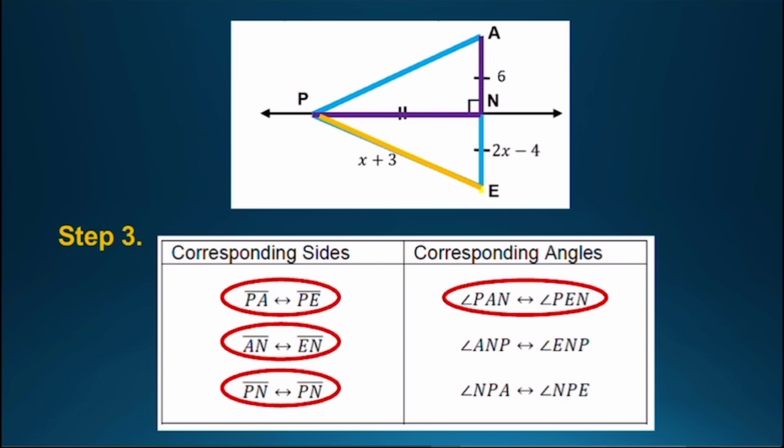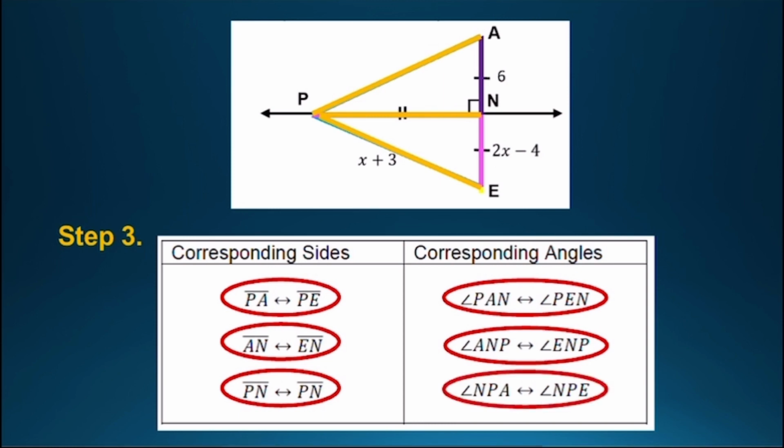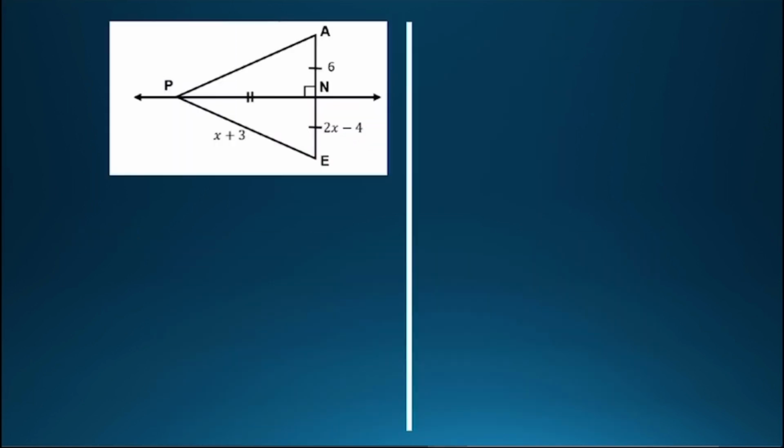Angle ANP is same as angle ENP. And for our last pair, angle NPA is same as angle NPE. And for our step 4, let's find the perimeter of triangle EPA.